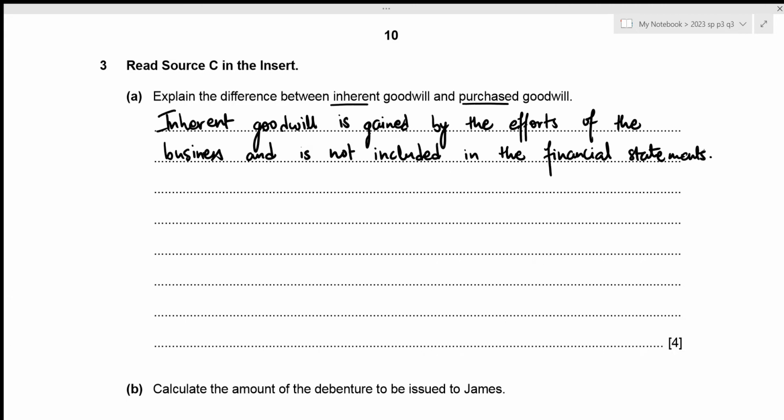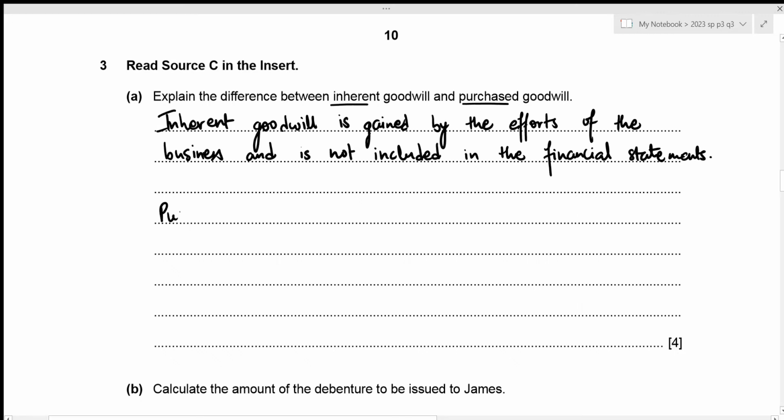But if we talk about purchased goodwill, it is basically the excess of purchase consideration over the fair value of the identifiable net assets on the acquisition of a business. So whenever we purchase any business, the additional amount that we pay as compared to the fair value of the net assets is the purchased goodwill. And it can be included in the financial statements as intangible non-current assets.